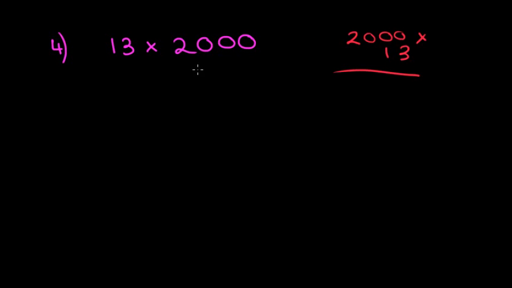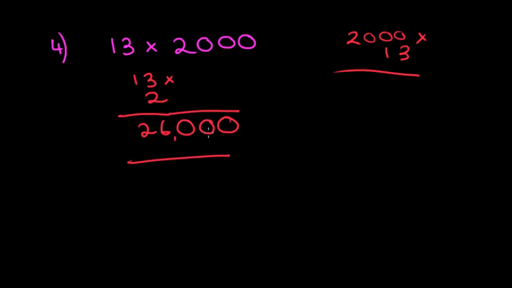So in this case, I'm just going to do 13 times 2. Now, hopefully you shouldn't need to do this, but 3 times 2 is 6, 1 times 2 is 2. Hopefully you know that 13 times 2 is 26. And all I'm going to do now is add my 3 zeros on the end, and I've made 26,000.